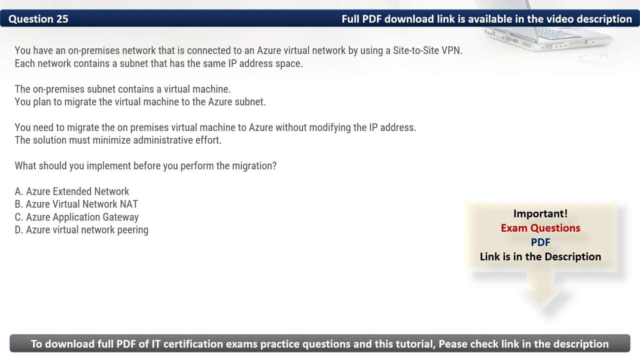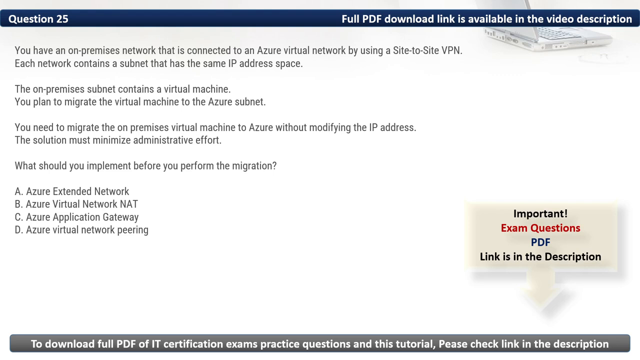Firstly, let's eliminate the incorrect options. We have B. Azure Virtual Network NAT. Network address translation is for managing IP address translation, but it does not help with maintaining the same IP address for migration. Then we have C. Azure Application Gateway. An application gateway is used for load balancing and routing traffic to applications, not for IP address management during VM migration. Then we have D. Azure Virtual Network Peering. Peering connects virtual networks but does not directly address the requirement of migrating the VM with the same IP address.